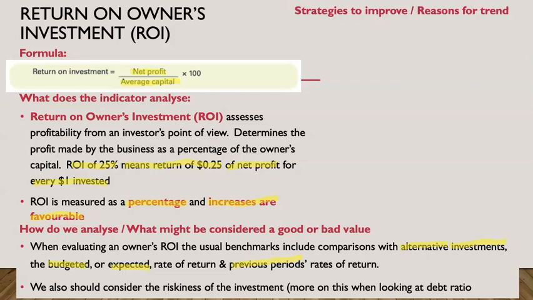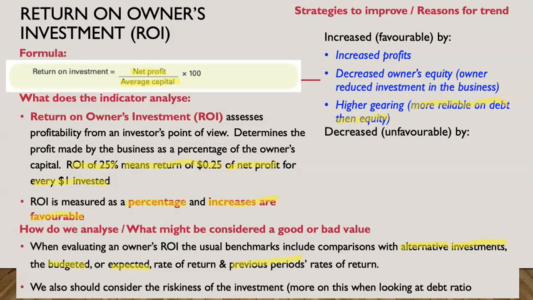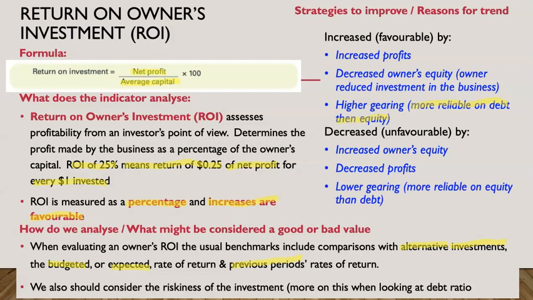So how can we improve this indicator? We can increase it, which remembering is favorable, by increasing our profits, decreasing owner's equity, or getting a higher gearing, which means we're going to be more reliant on debt than equity. So our debt will go up, owner's equity will go down, which ultimately increases our return on investment. It is decreased, this is unfavorable, if we have an increased owner's equity, that leads to stable or decreased profits, or we have lower gearing.